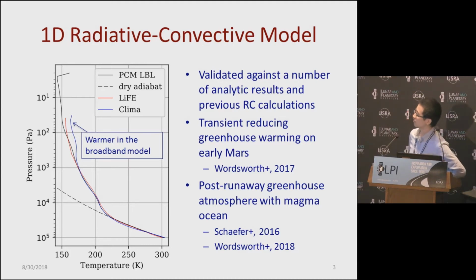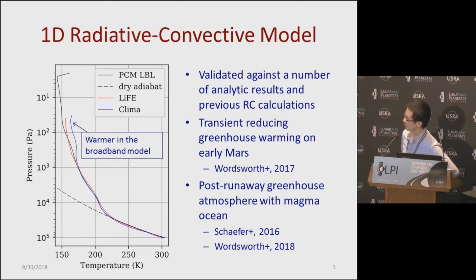Another way to validate the model is to compare it with other models. So here I compare the PCM LBL with two others that calculate radiative transfer in two different ways. The LIFE is recently developed by Robinson and Crisp using a different way, like a root-finding method to find the equilibrium profile rather than the conventional time-stepping iteration. And the CLIMA is a broadband model developed by the Kasting group. We have seen those two models in two of yesterday's talks.